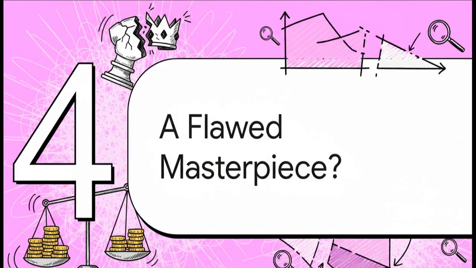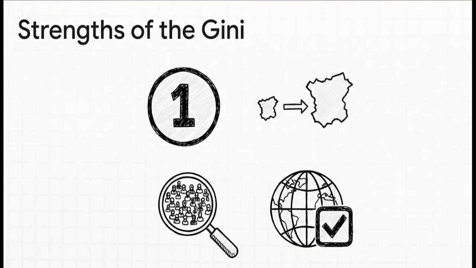But for all its power, the Gini isn't perfect, not by a long shot. I like to think of it as a flawed masterpiece. It has some incredible strengths, for sure, but also some pretty serious blind spots. So what makes it a masterpiece? Well, for starters, its beautiful simplicity. It's one number, right? Easy to grasp. It lets you compare a giant economy like China with a tiny one like Sweden on the same terms. Plus, it takes the entire population into account, not just the richest and poorest. It's become the gold standard for a reason. It's used by everyone from the World Bank to the OECD.